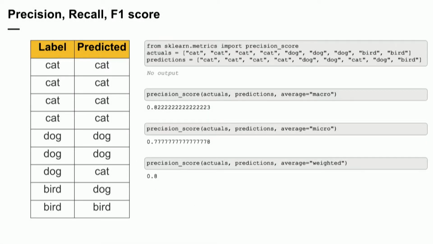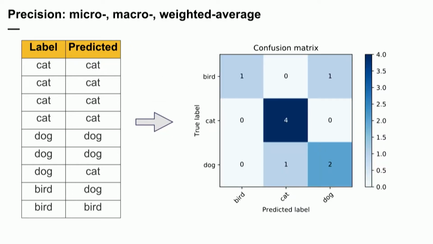So to calculate a metric like precision on a multi-class problem, you think of your problem as a set of binary one versus all problems. Then you calculate the metric and you average them. Let's see how we can do this. For this problem, we're going to build a confusion matrix. It's pretty straightforward.